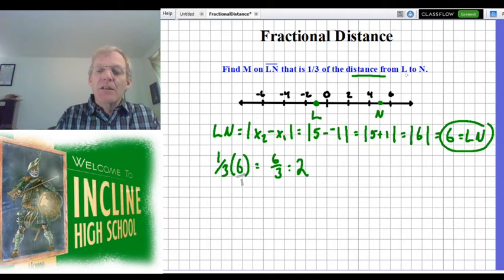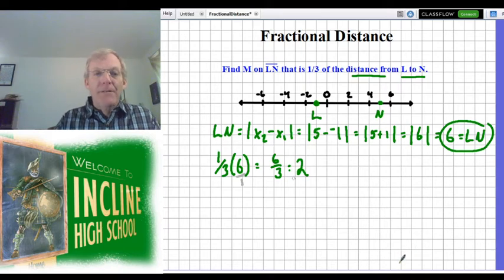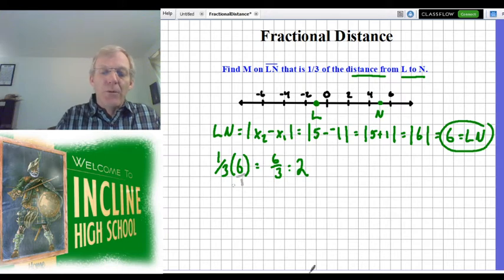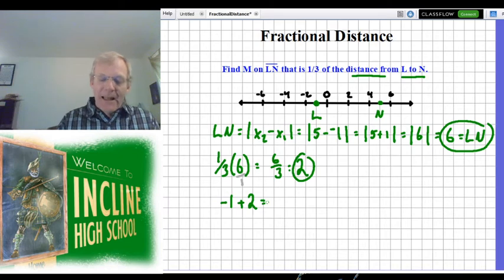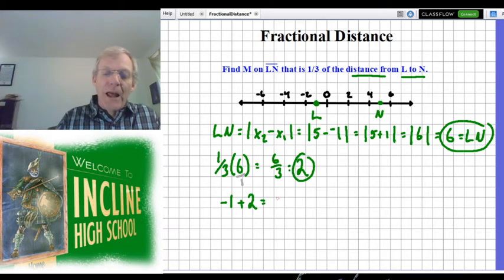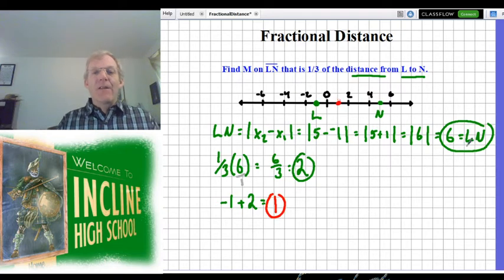And notice up here it says from L to N. So we're going to go from the left to the right, from the L to the N value. Going from the left to the right means we're going to start from the low point, -1, and go to the right. We're going to add that amount, that 2. And so when we get -1 plus 2, we end up with the answer of 1. And that is the location right there. That is 1/3 the distance from L to N.